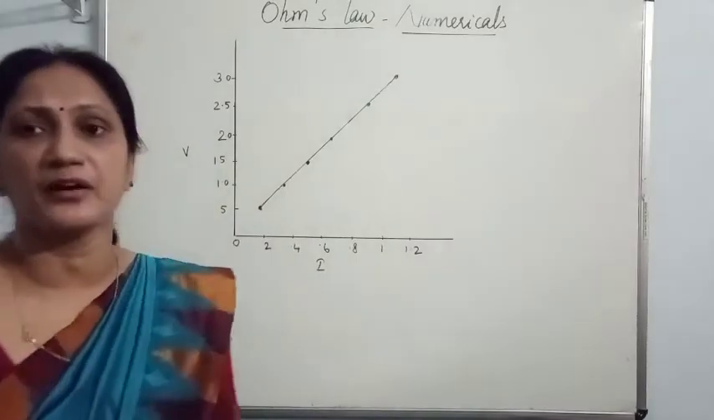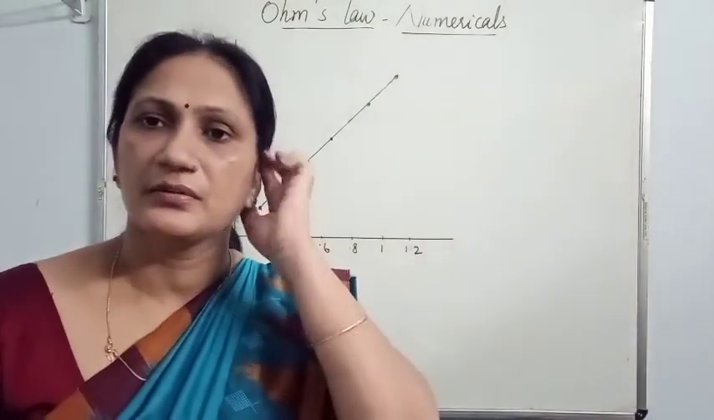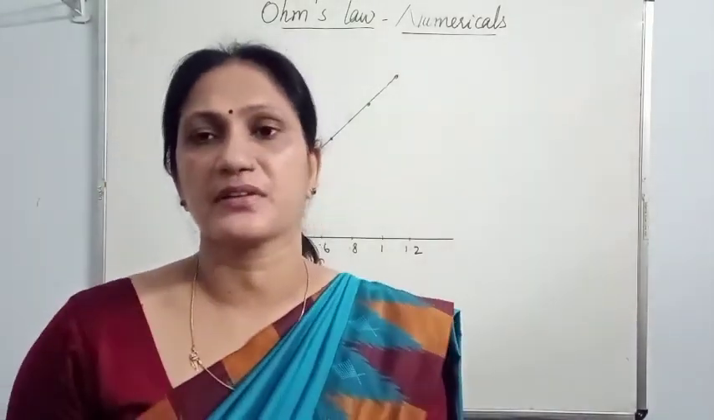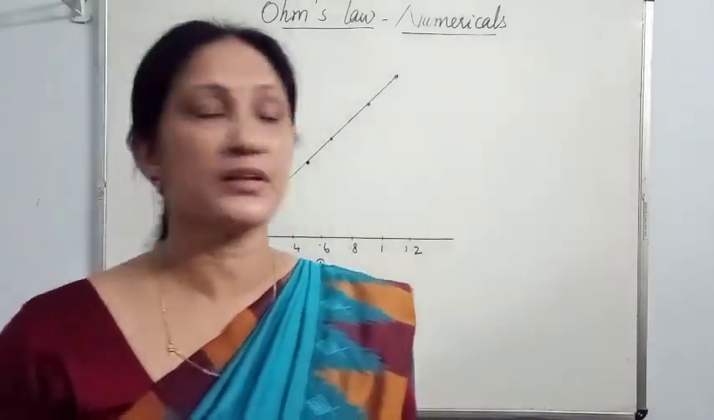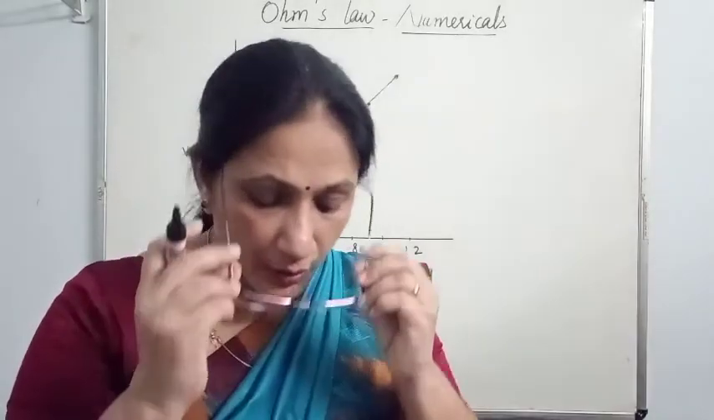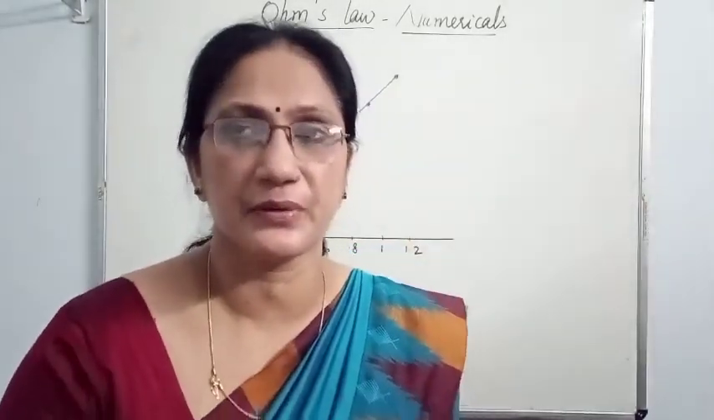So this is the graph line. Since the VI graph has become a straight line, that proves that V and I are directly proportional, that is Ohm's law. Now you are asked to calculate certain things from this graph.